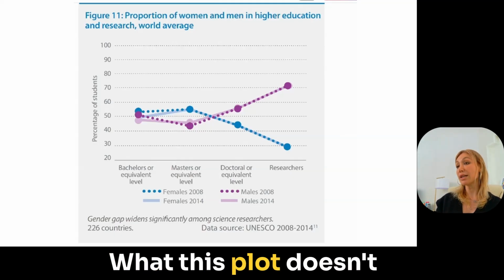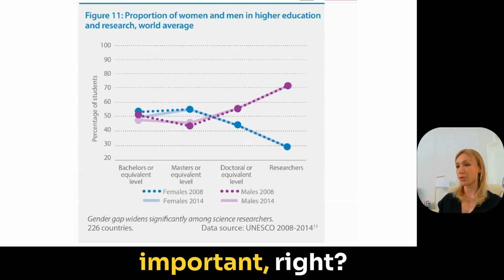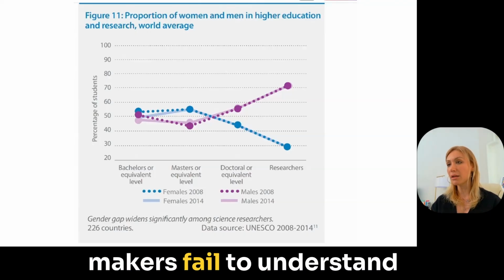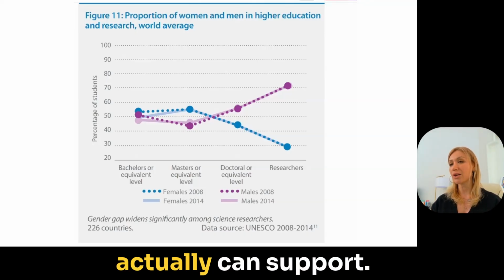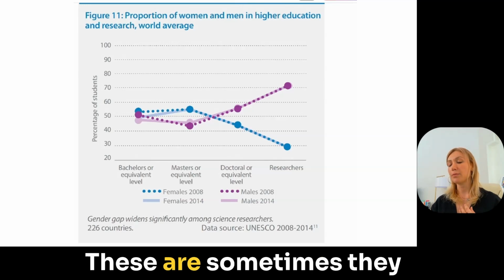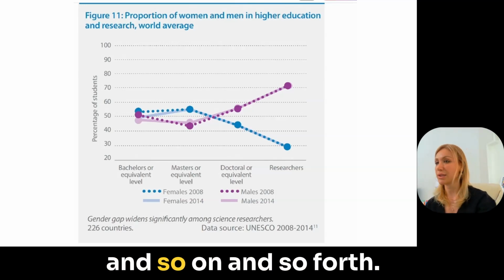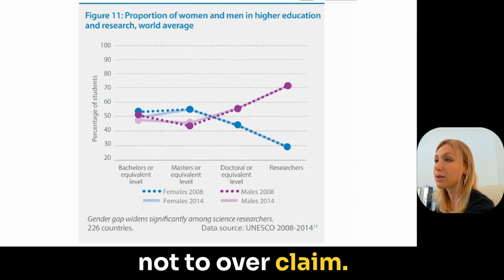What this plot doesn't tell us is actually more important, right? Because that's usually where decision makers fail to understand what the data can actually support. Sometimes they may overclaim, which would lead to wrong policies and so on and so forth. So it's very important not to overclaim.